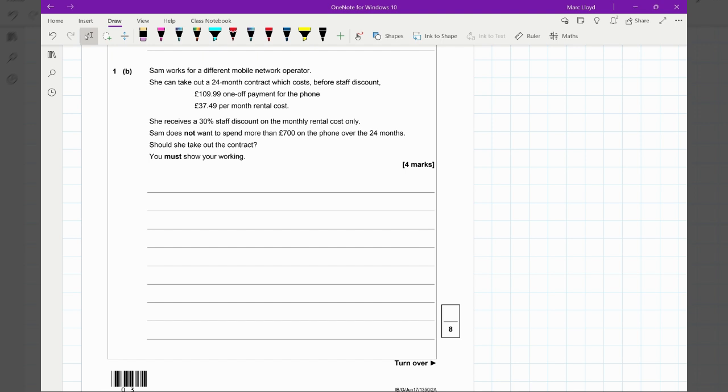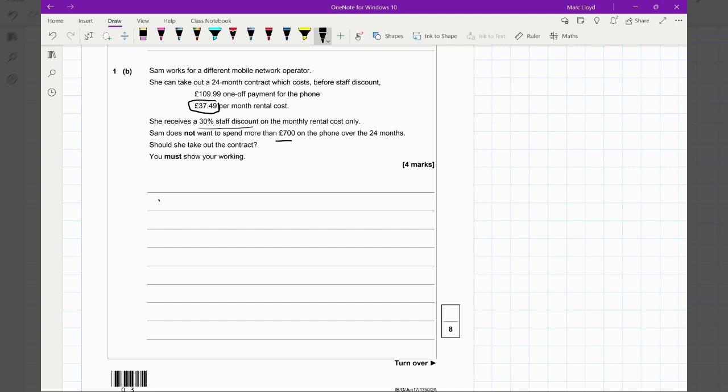Okay, part B. Sam works for a different mobile network operator. She can take out a 24-month contract, which costs before staff discount. Details are below. She receives a 30% staff discount on the monthly rental cost only. So it's that value there. Sam does not want to spend more than £700 on the phone over the 24 months. So should she take out the contract?